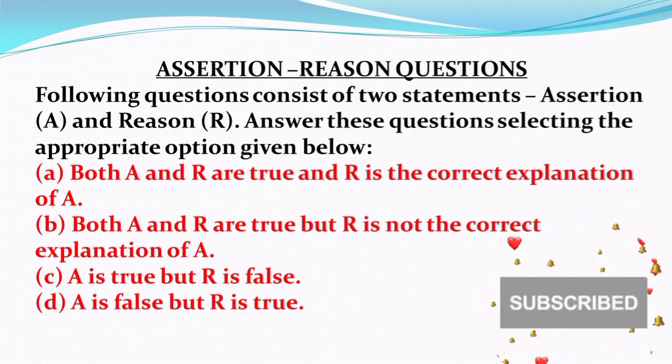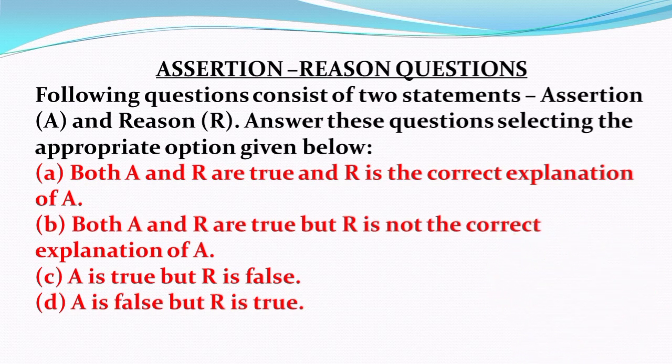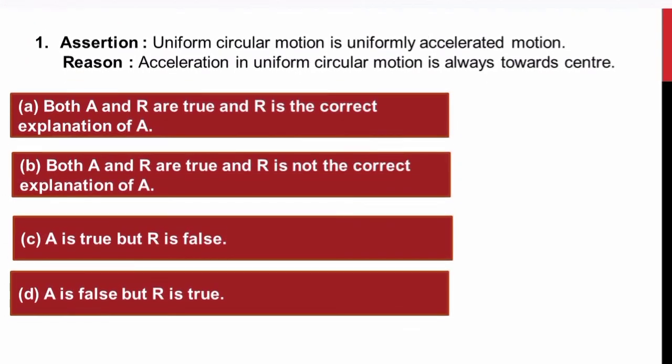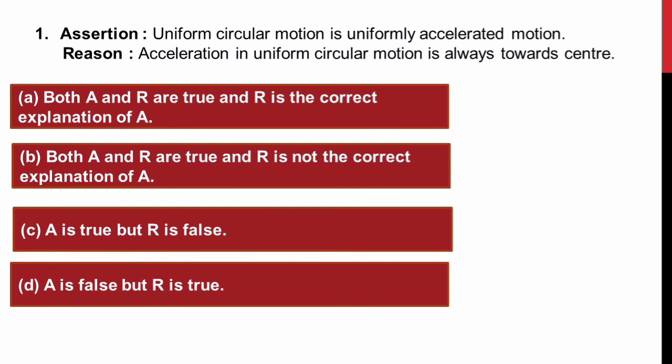In certain cases, the reason will be the correct explanation of the assertion statement. Sometimes the reason statement will be true, but it will not be an explanation for the assertion. Then the other two options are: assertion is true, reason is false, and assertion is false, reason is true. So basically it's a modified version of the true or false statement. So let's go to the first question.